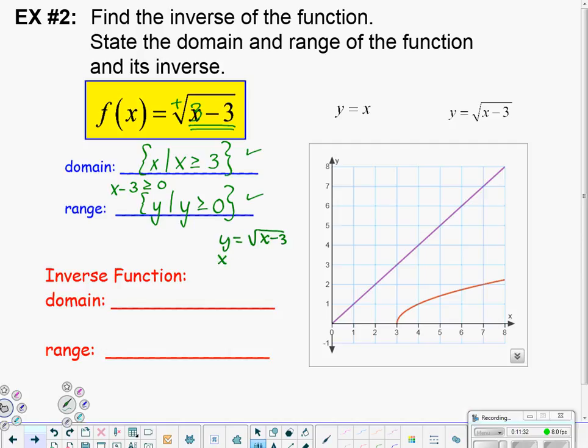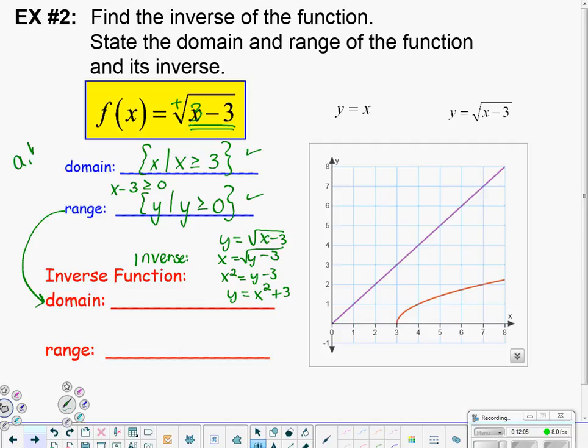If I flip-flop my x and y's and solve, we'll get our inverse function. So this is finding the inverse. Solve for y. Let's square both sides. Add the 3 over. We're going to get y equals x squared plus 3. There's my inverse function.